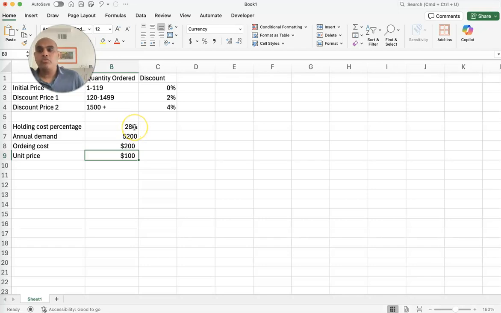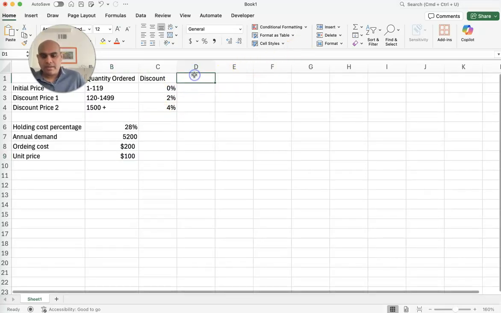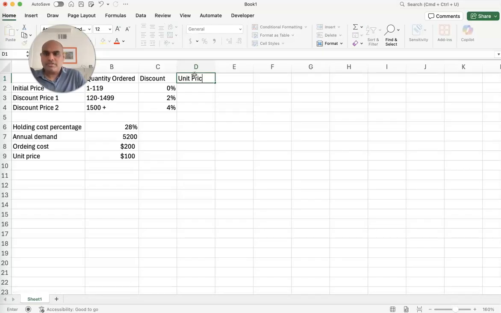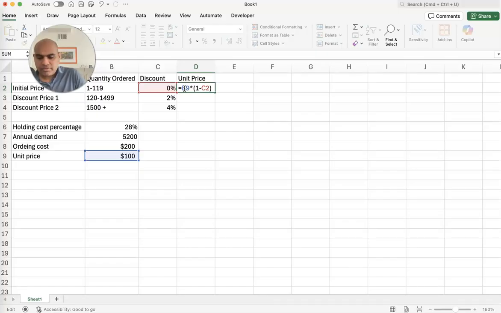So 28% of whatever your per unit item cost is, right? So that's the first thing that we'll calculate. Once you have a discount number, you can calculate the unit price. The unit price will just be, well, it has to be $100. That's a basic unit price, right? So $100 times 1 minus the discount. If you have no discount, it'll just be $100, like this is the case, right? So I'm just going to make that an absolute reference.